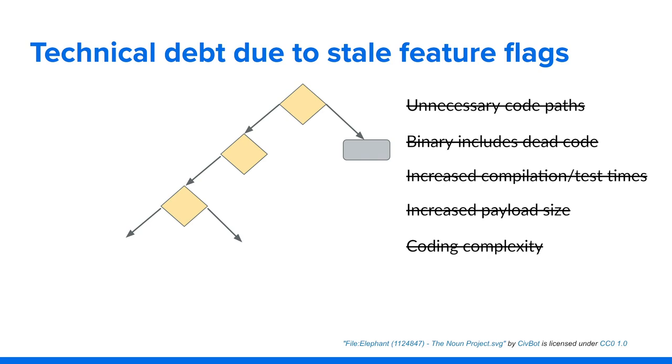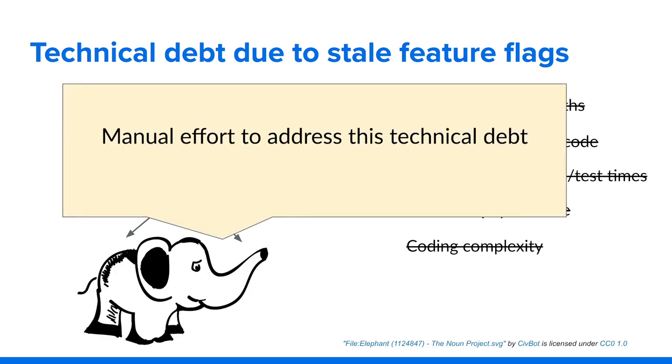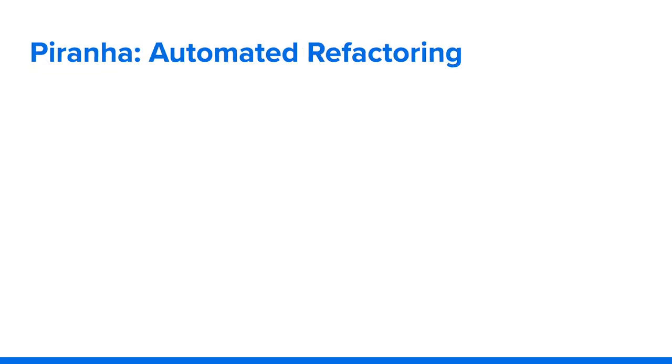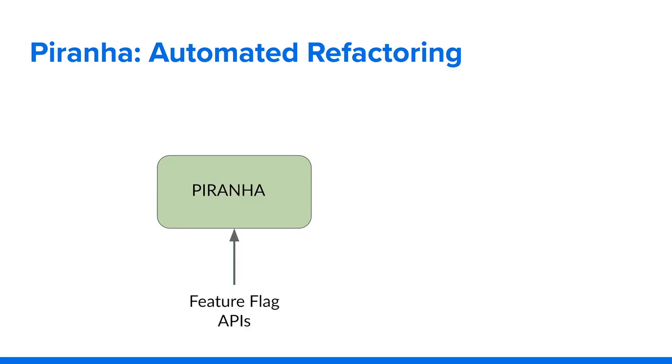Eliminating the branch and the code under it can avoid all the drawbacks. But the elephant in the room that no one talks about is the manual effort involved in addressing this debt. Uber has addressed this problem by building a tool named Piranha to automatically delete code related to stale flags. Piranha can be configured to handle specific flag APIs.